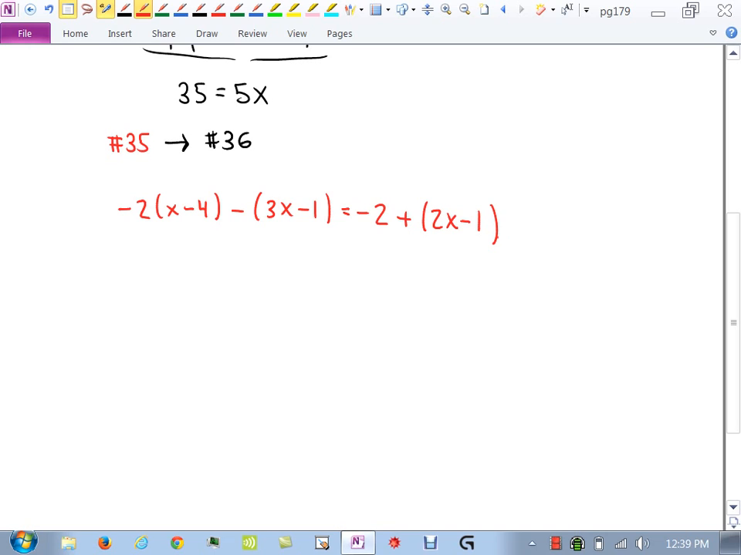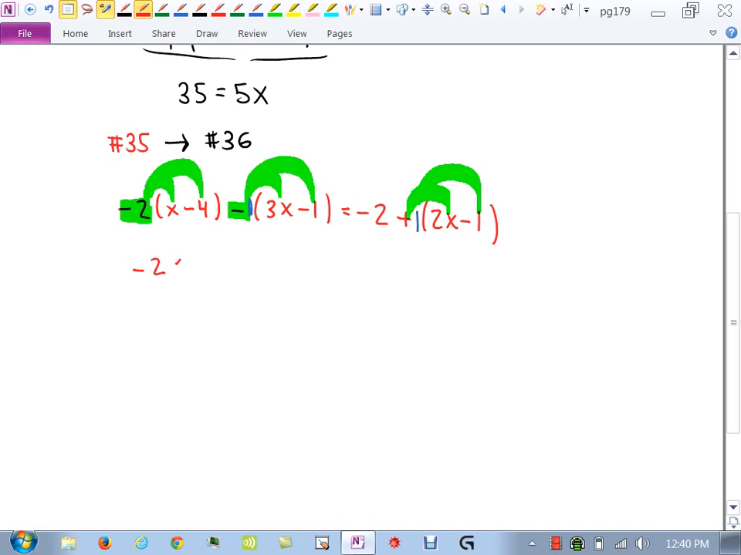Grouping symbols first, right? So I'll be distributing a negative 2 through this first one. I'll be distributing a negative 1 through the second set. And on the right side, what do I distribute through? That plus is really like a positive 1. So that will go through. I'll put a little 1 out there. And that was a negative 1 on that second distribution.